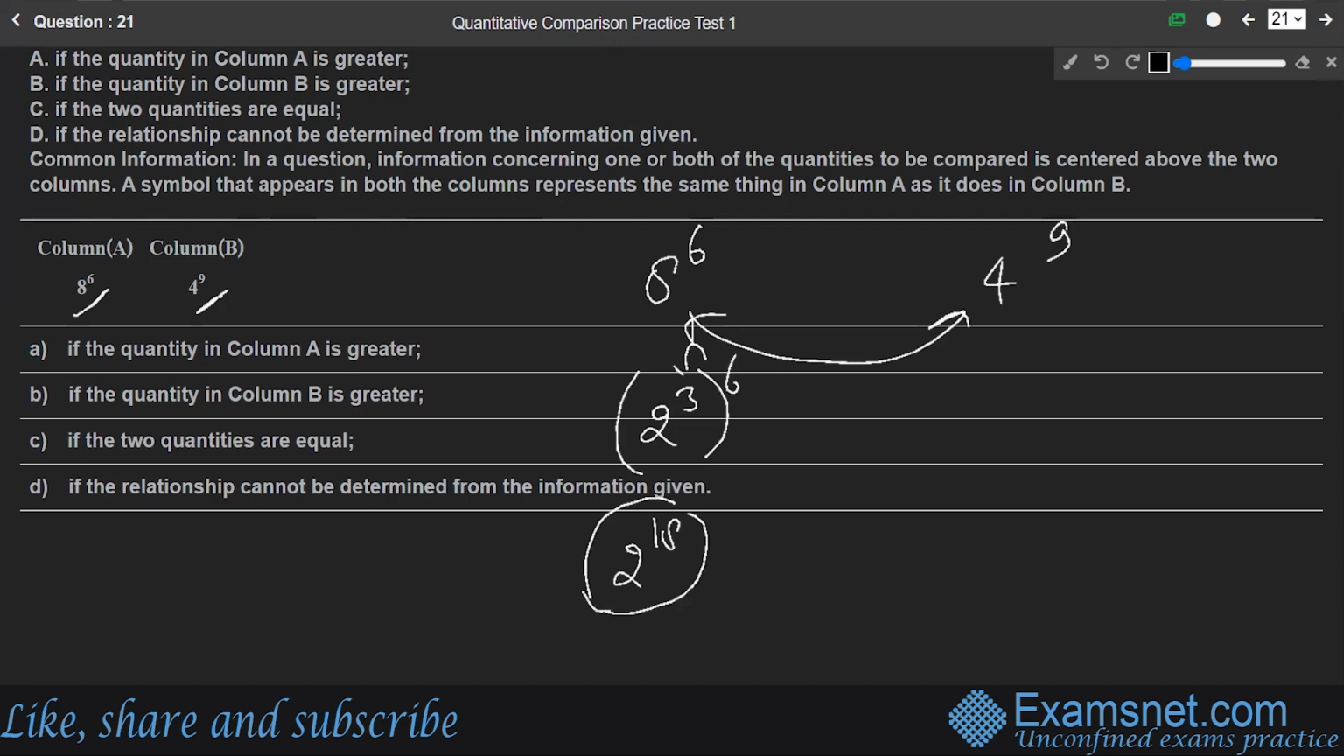In column B, 4 can be expressed as 2 squared. So 2 squared to the power 9, that's what it becomes. Powers get multiplied, 9 into 2 is 18. So 2 to the power 18 is also available in column B. So clearly the values of column A and column B are actually equal. So we are supposed to hit option C. That is the right answer.